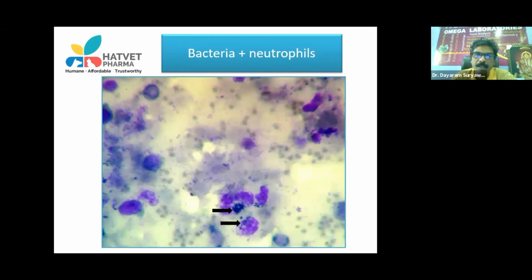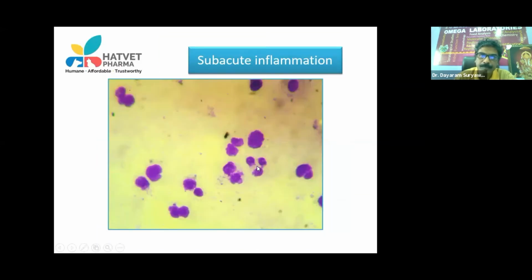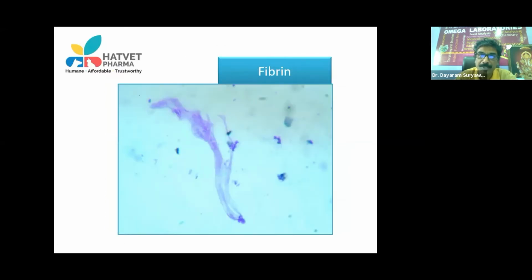Okay, so in some of the conditions, we are getting bacteria plus neutrophils. Some neutrophils are engulfing the bacteria, so here bacterial colonies are engulfed by the neutrophils. Some free bacteria are also present in the cytological slides. Here you can see some of the bacteria present freely in the cytological smears. Subacute inflammation is characterized by the presence of neutrophils, macrophages, and some lymphocytes. That is a characteristic feature of subacute inflammation. Then fibrin shreds can be present in such types of inflammation.